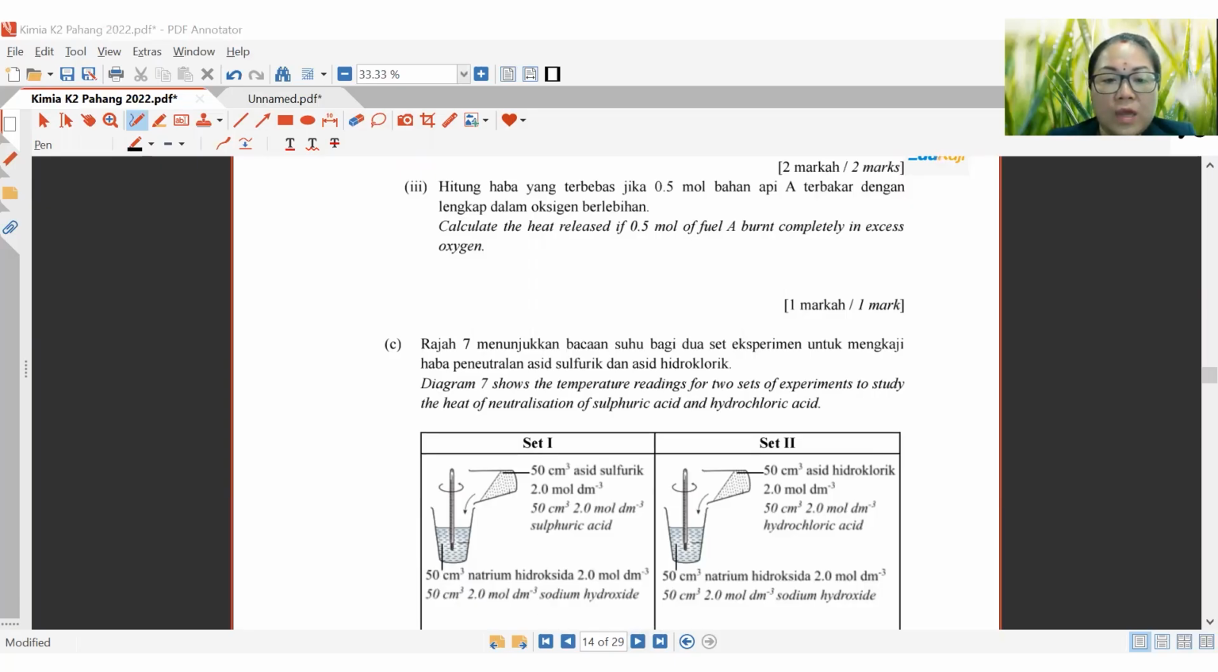So now, according to here, you have 0.5 mole of fuel A burnt completely. So you just take 5013, that's your value just now, times 0.5 only. Which comes down to the final value, which is 2506.5 kilojoule.